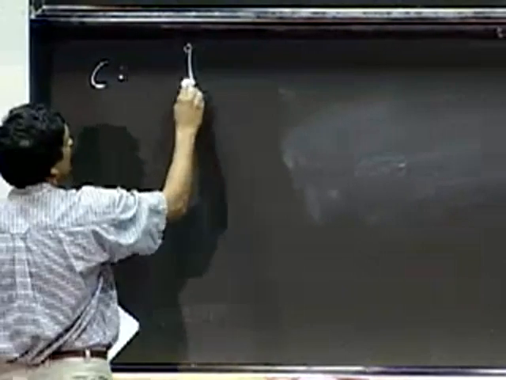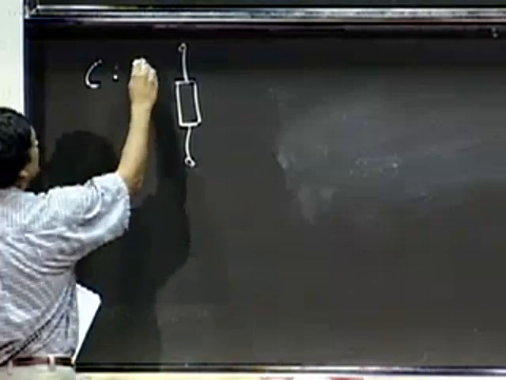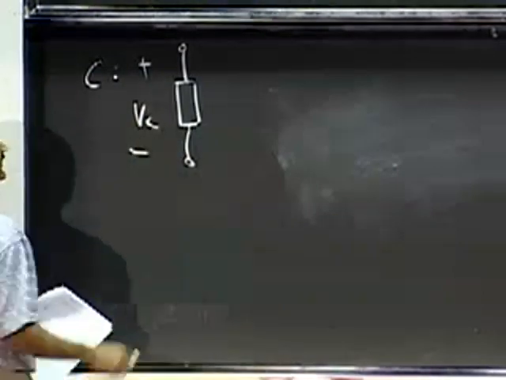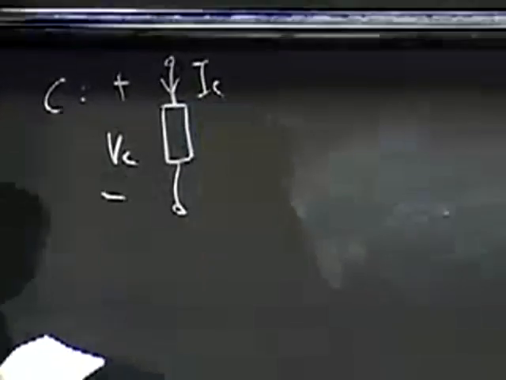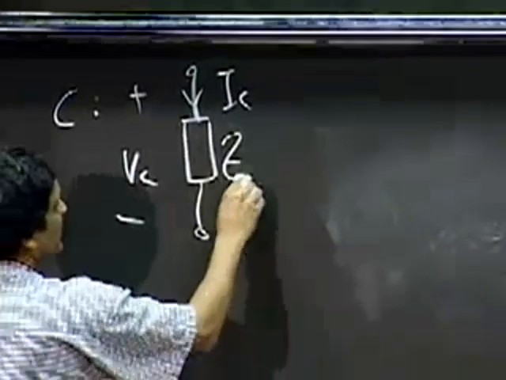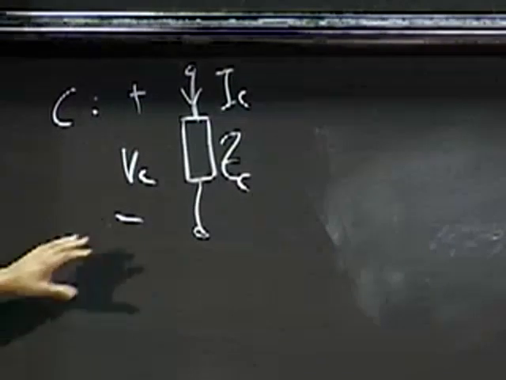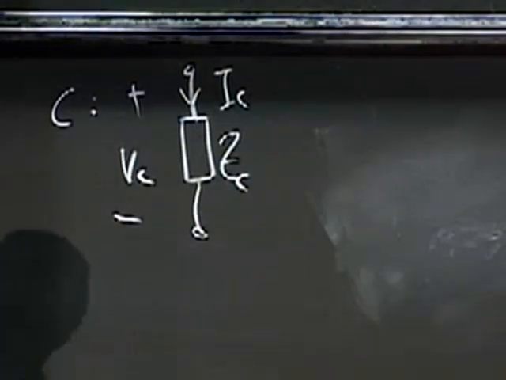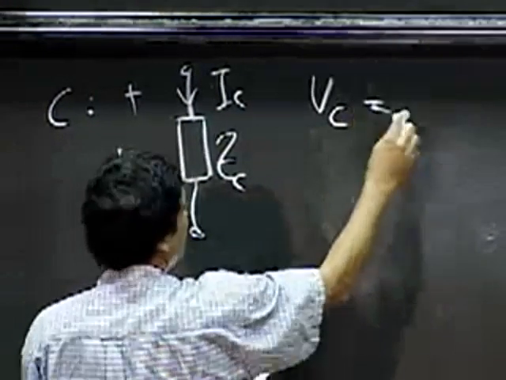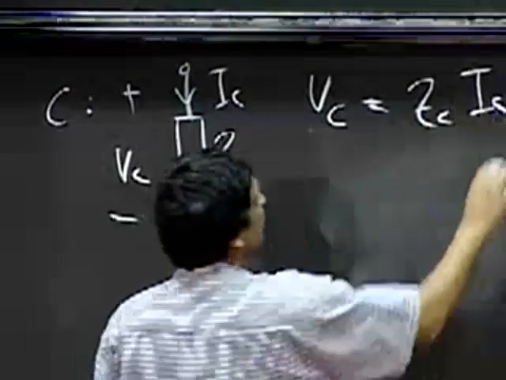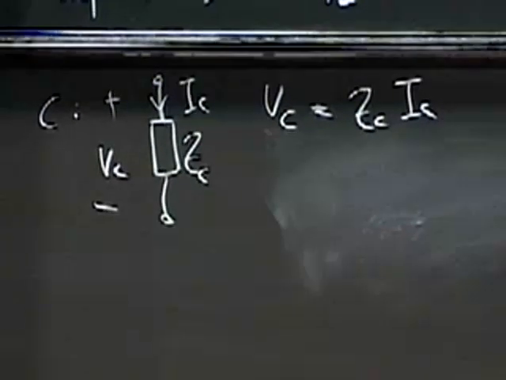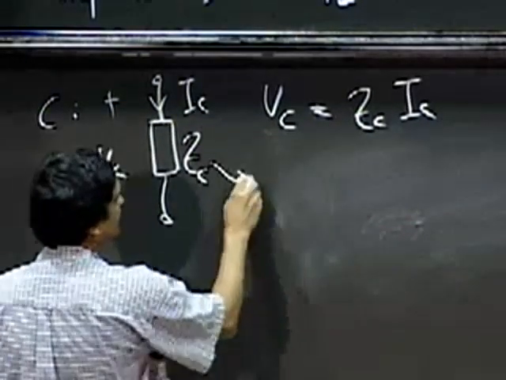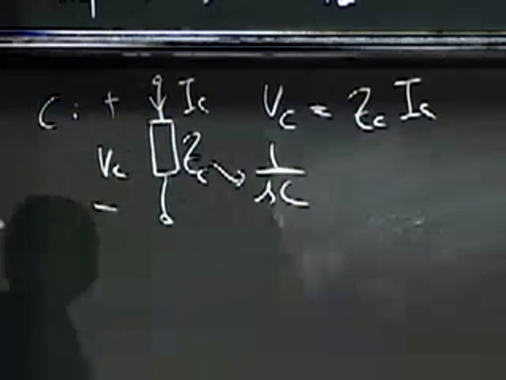So in other words, for a capacitor, as far as complex inputs and outputs are concerned, so VC and IC is fed to it, the capacitor can be replaced by an impedance ZC, where I can write the relationship between VC and IC as VC equals ZC IC. Okay, where ZC is simply 1 by SC.